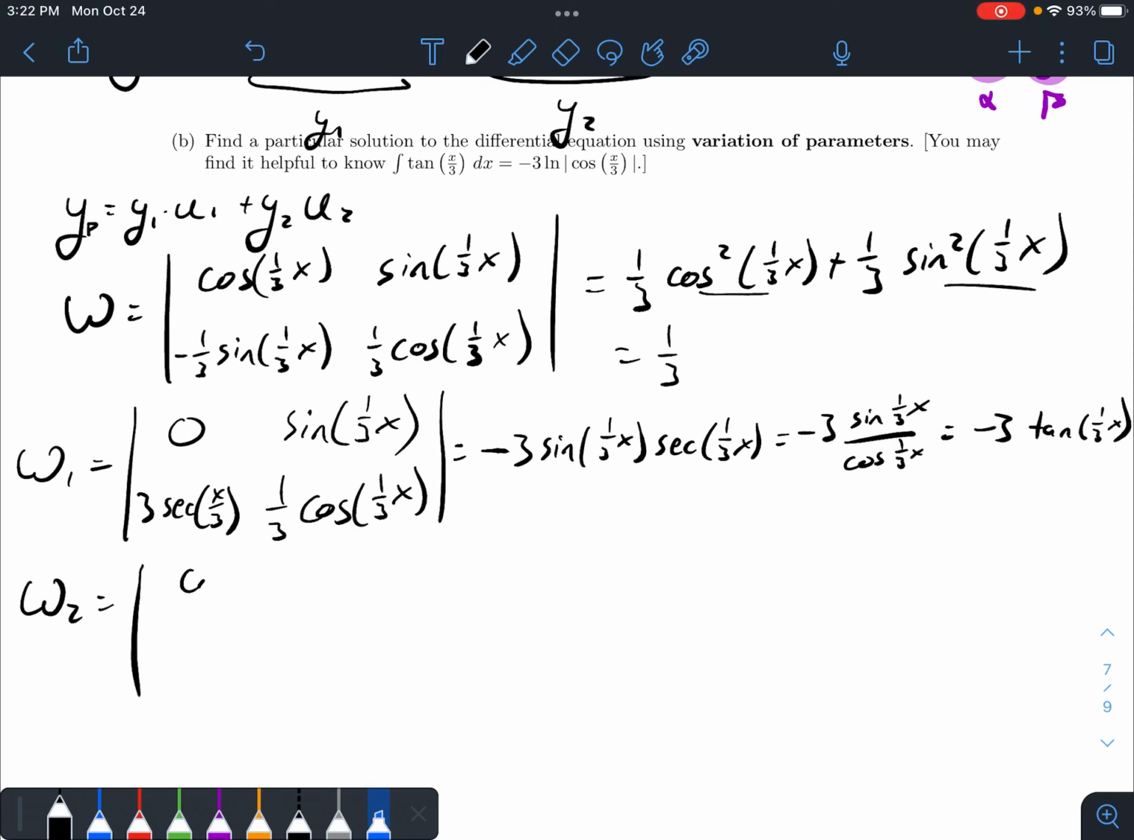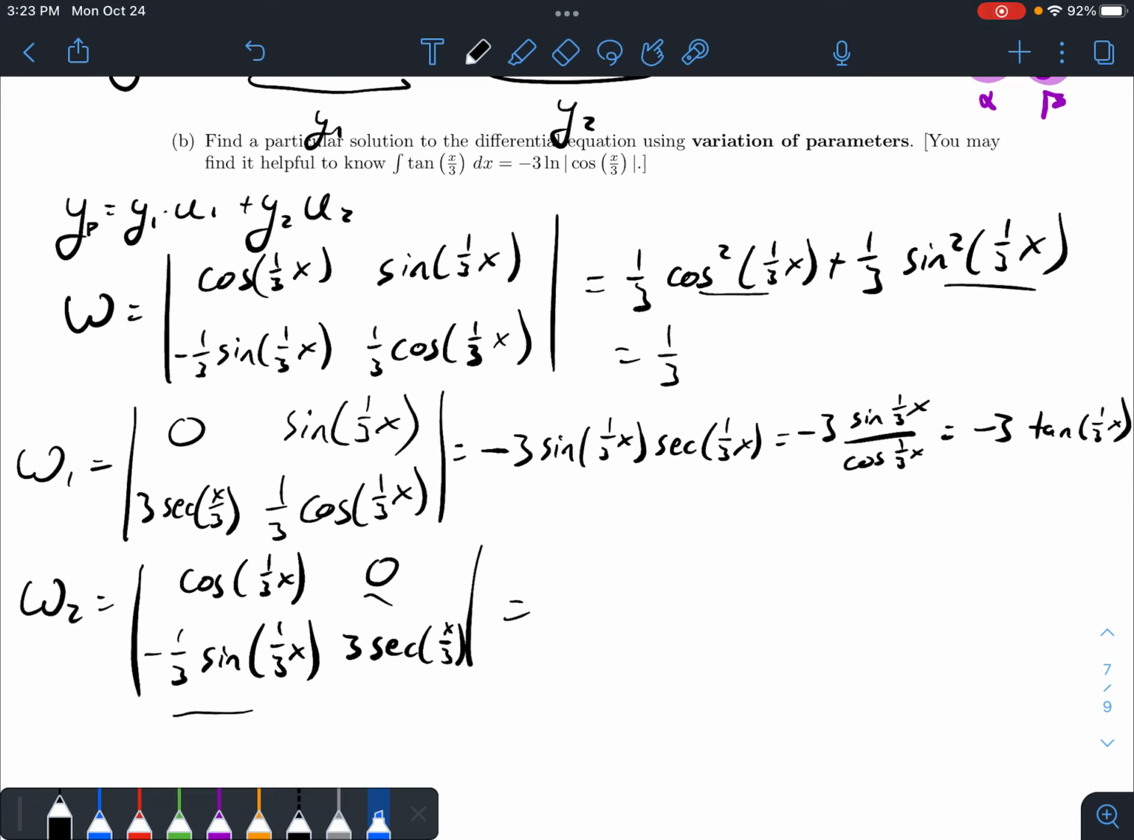Cool. W2 is going to be cosine of 1/3 x, negative 1/3 sine of 1/3 x. So keep this column the same, and then the second column will now be our answer column. So this is this times this, minus 0 times that. This is just 3 cosine of x over 3 times secant of x over 3. And again, secant is 1 over cosine, so this is cosine over cosine, which is just 1. So this is equal to 3.